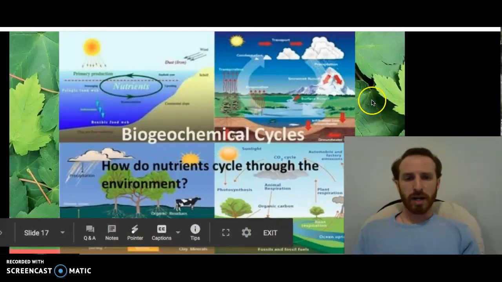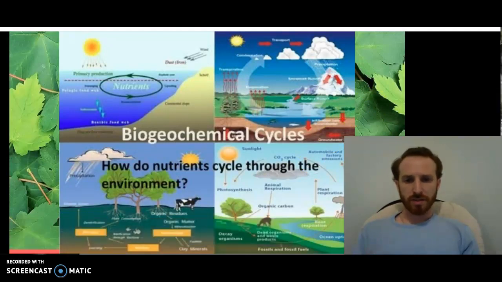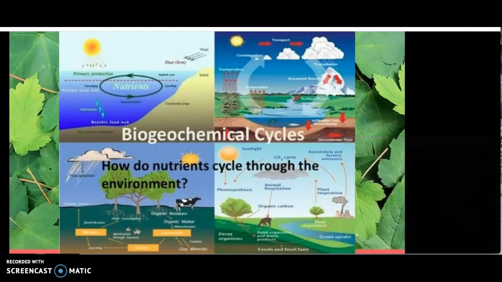We call these the biogeochemical cycles, okay? Bio means living, geo means earth, and chemical means chemicals. So essentially it's the cycle of chemicals moving through the earth and through the living things in the environment.